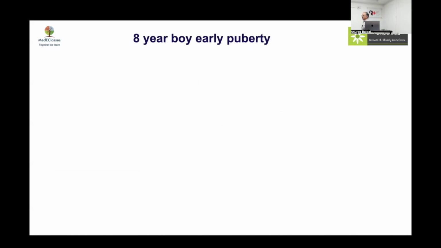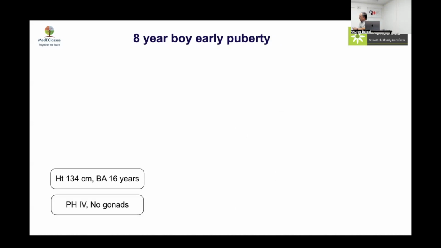Dr. Alappan, 8-year-old boy with early puberty. Height is very short, bone age is fused. The child has stage 4 pubic hair. There are no palpable gonads. So do you think this is ringing some bell? We have been discussing this. Gonads are not present, so we have to look for the Mullerian structure, whether it is present or not. Yes, the Mullerian structure is there.